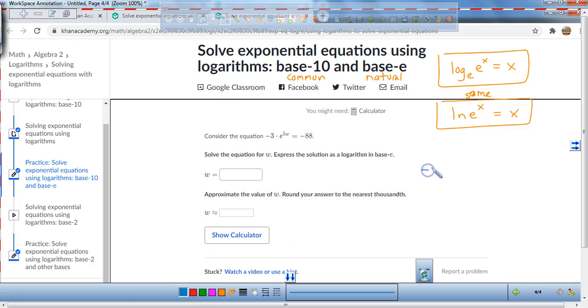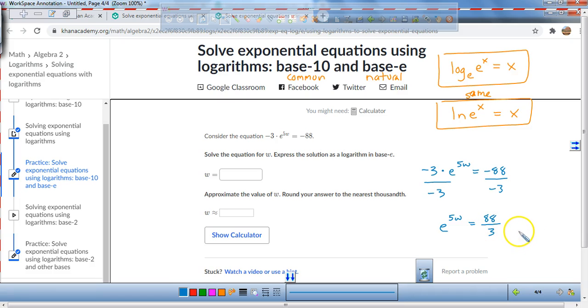Negative 3 times e to the power of 5w equals negative 88. So what we're going to do first is divide both sides by negative 3. That's the first step. And you get e to the power of 5w equals 88 over 3. I'm going to keep it as 88 over 3 because 3 does not go into 88 perfectly.